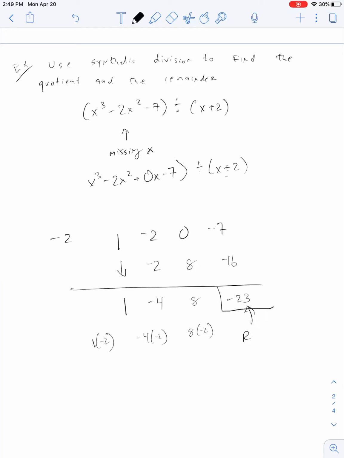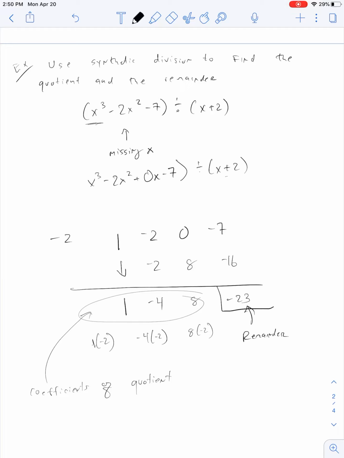This is our remainder, right? So we get a remainder of negative 23. But what is this, right? Those numbers are the coefficients, right? These are the coefficients of the quotient.